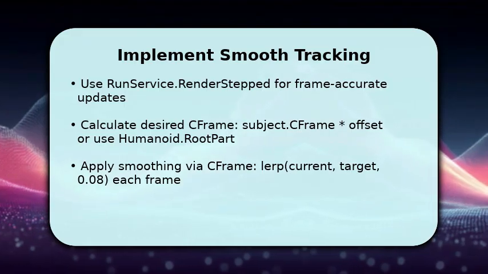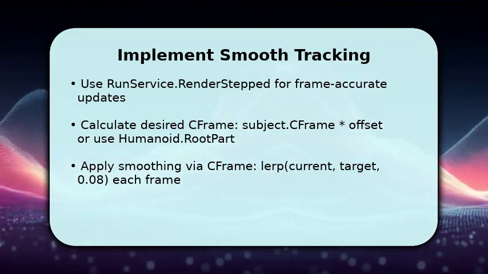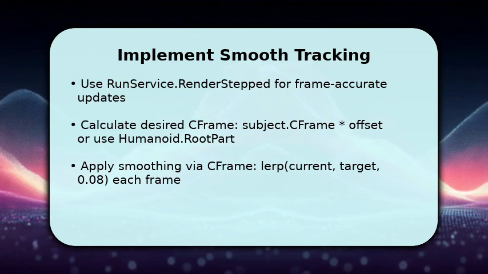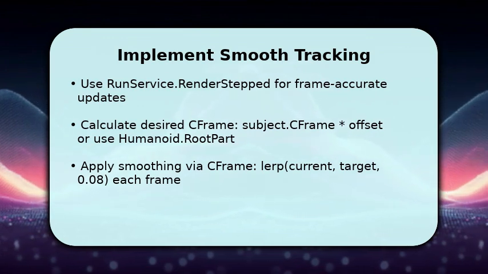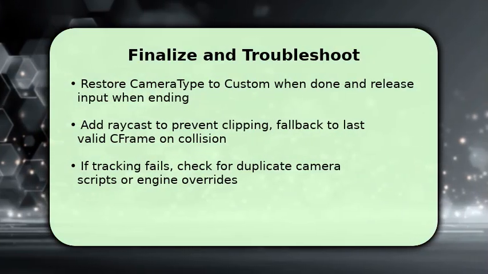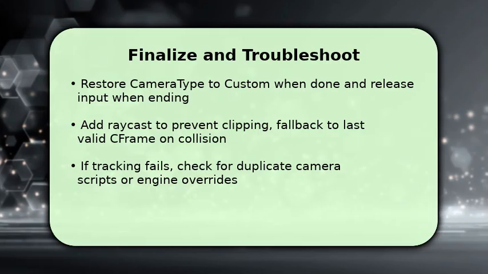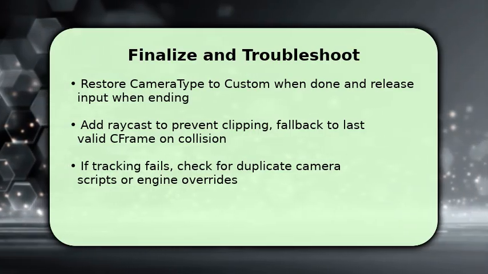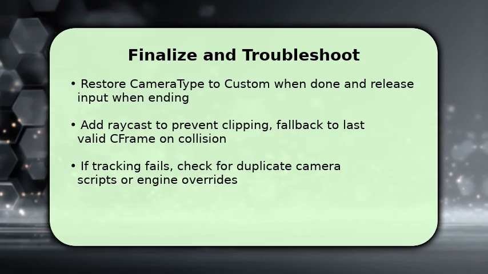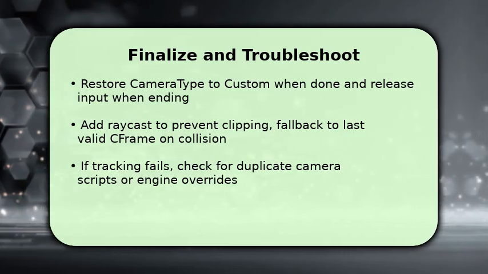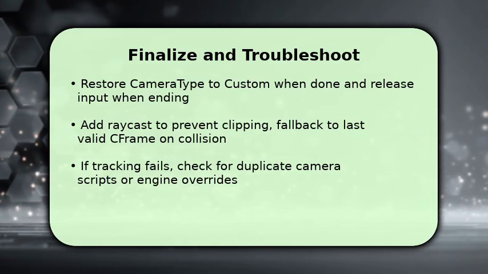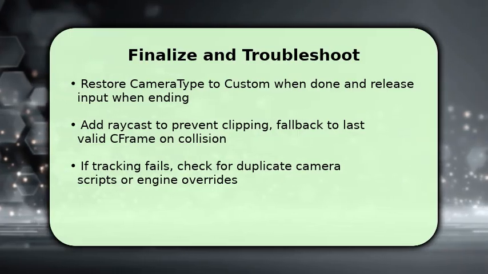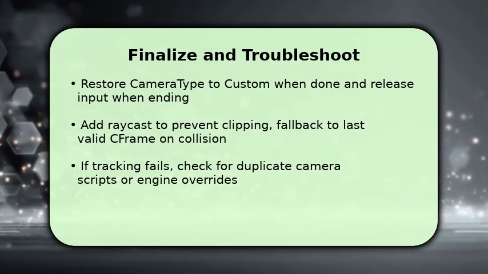Make sure to respect camera collision or raycast to avoid clipping through geometry, and keep heavy math off the main thread. To finish, reapply CameraType equals Custom or Scriptable and cleanly disconnect RenderStepped connections when the script ends so you don't leak handlers. Add a raycast from the subject to the camera target and nudge the camera forward if an obstruction is detected. This keeps the view usable.